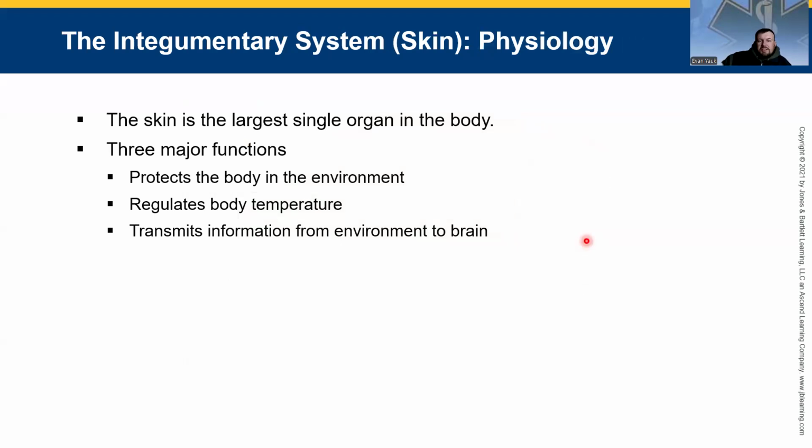The skin is the largest single organ in the body. Three major functions: it protects the body from the environment, it helps regulate body temperature, and it transmits information from the environment to the brain.